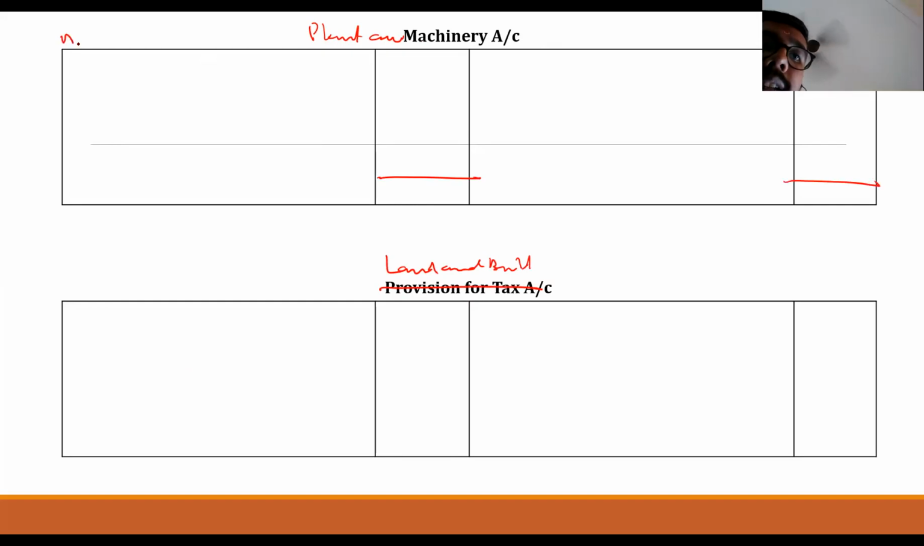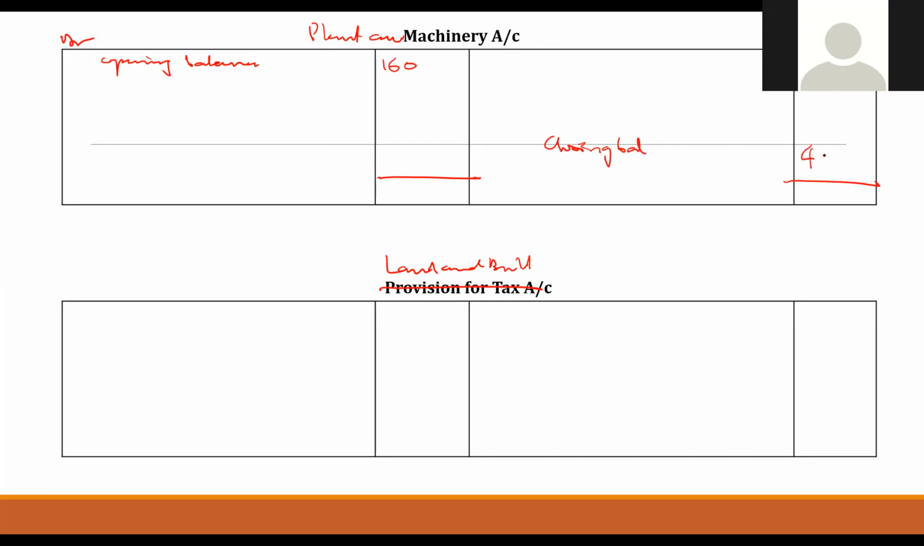Opening balance, asset account, which side, debit or credit? Debit side. So the opening balance amount is 1,60,000 and the closing balance is 4 lakh. What is the adjustment given in the question? Depreciation, 20,000. Depreciation comes on the debit side or credit side? Credit side.